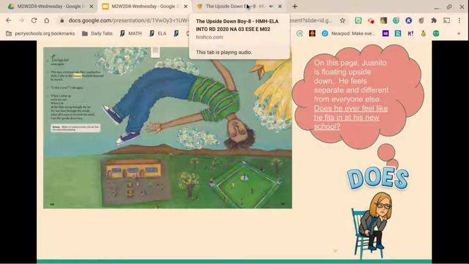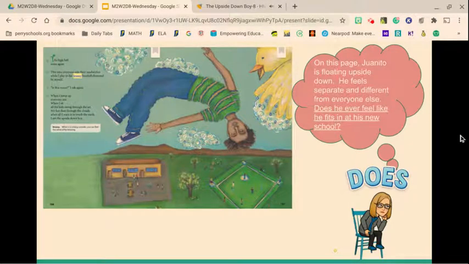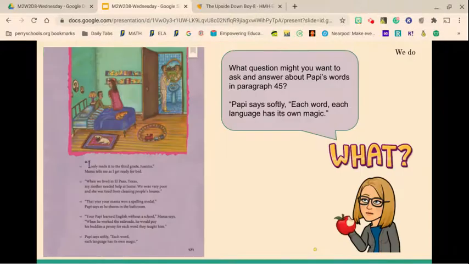Breezy. When it is breezy outside, you can feel the wind softly blowing. So as I'm looking at this page and I can see the full page, Juanito is floating upside down. He feels kind of separate and different from everyone else. And again, I'm still wondering, does he ever feel like he fits in at his new school? I'm going to have to keep reading to find out.